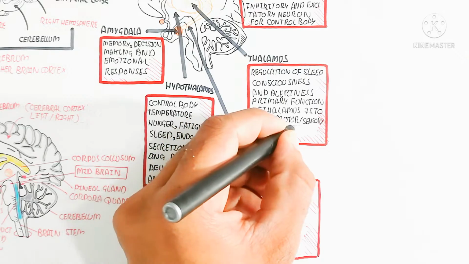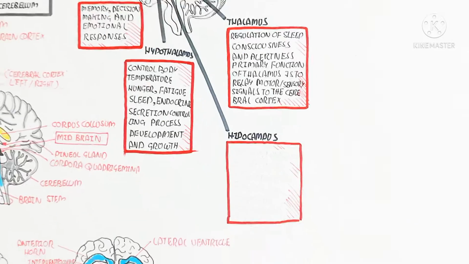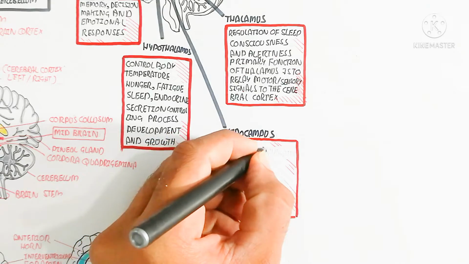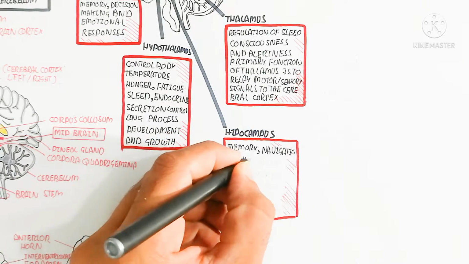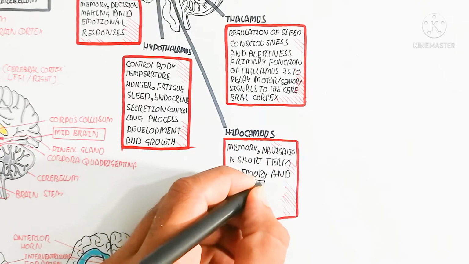The primary function of the thalamus is to relay motor and sensory signals to the cerebral cortex. In this way, the thalamus is used for the regulation of sleep, and that is also stimulated by the pineal gland to produce melatonin.